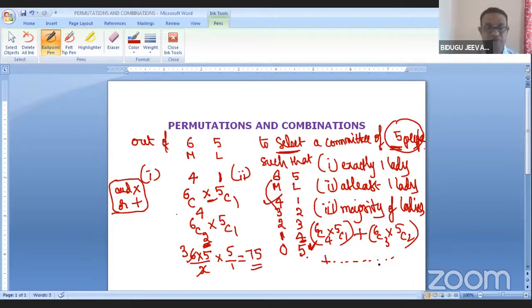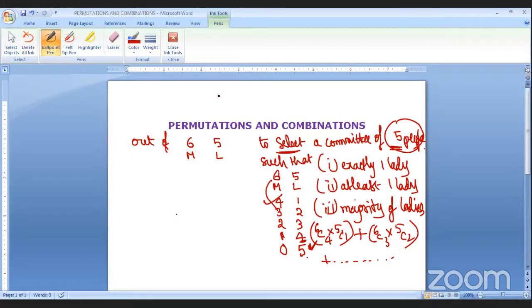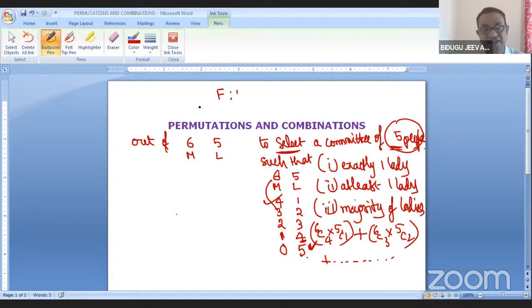Let me go for the third point, that is majority of ladies. Whatever the selection is, you should find majority of ladies, right? So the number of ladies must be more, like India. Do you know that in India, female and male earning capacities are like 3:2?